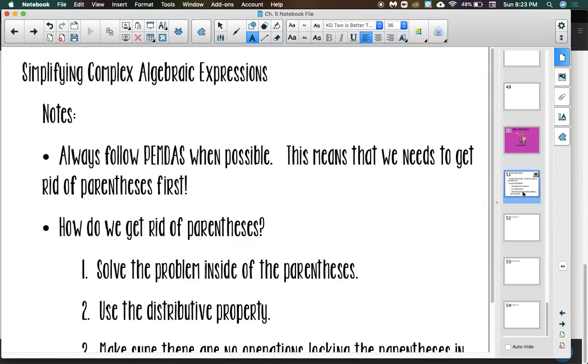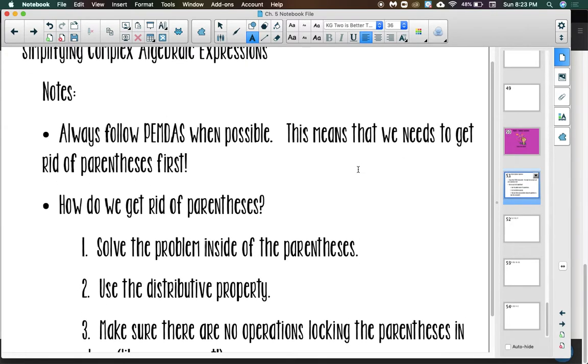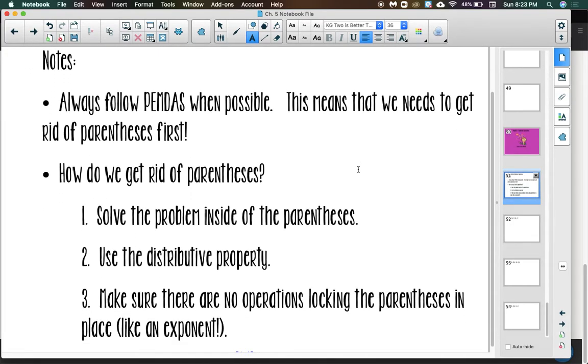Just a couple notes for us that you can jot down if you think they'll be helpful. Always follow the order of operations, or PEMDAS, when possible. So this means that we do want to take care of parentheses first. In one way or another, we need to make sure that our parentheses are handled first thing. Okay, so that's really, really important for us to know.